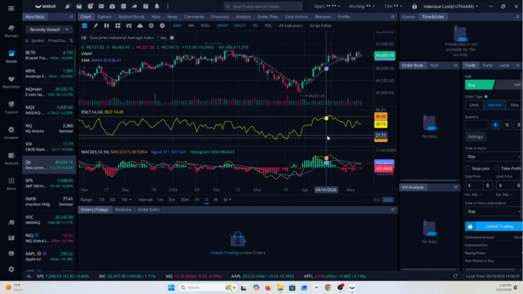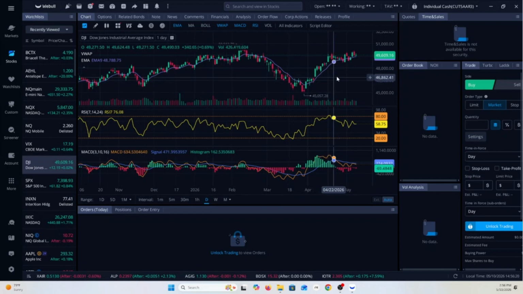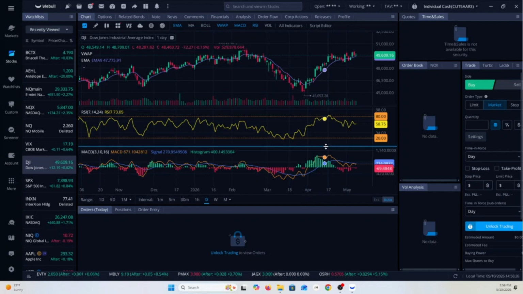But again, the real primary things I'm looking at are the catalyst, which is the news, the actual candlestick of the stock, and then volume. Those are the things I really look at. I just added the indicators to see if I can get an idea of how to use them.